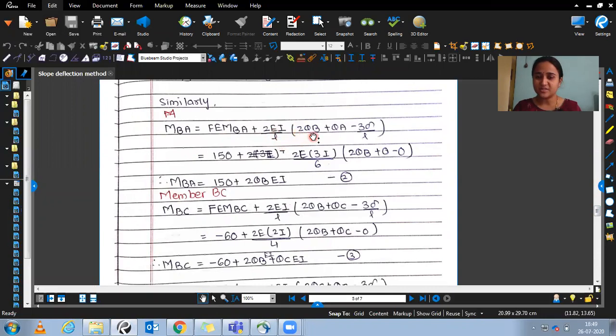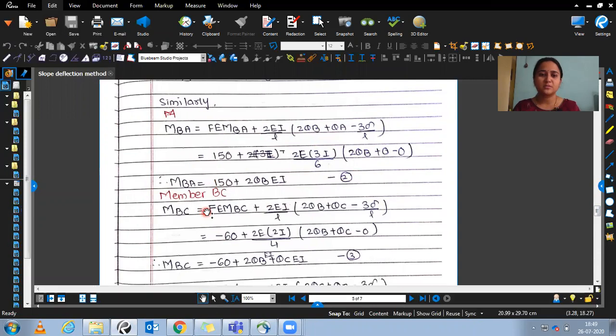Here 2 times theta B plus theta A minus 3 delta by L. Okay, so theta A is 0. This is also 0. This movement is considered as positive here. So 2 EI theta by L, where I is given as 3 times I, divided by the 6 meter span. Yes, this is equation 1 and this is equation 2 for member AB.